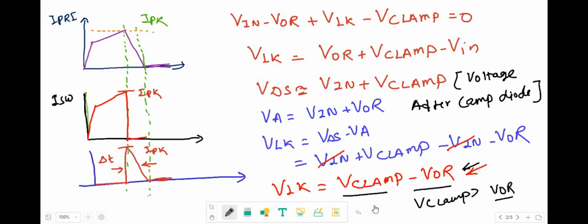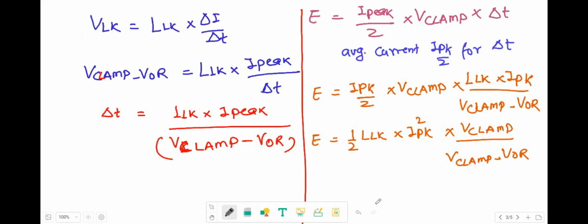Okay, so now what next? What is the voltage across your leakage inductance? If it is given by VLK, then V equals L di by dt, LLK into di by dt, right? And what we found is that VLK is nothing but the V clamp voltage minus V reflected voltage, and LLK into I peak divided by dt. Okay, and by doing this you can calculate the delta t value. So delta t is nothing but LLK into I peak divided by the clamp voltage V clamp minus VOR.